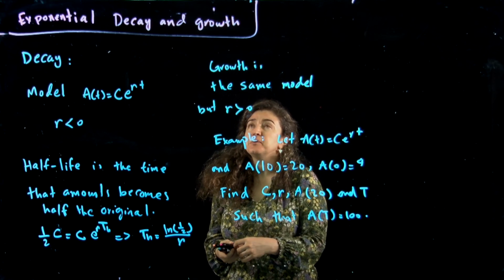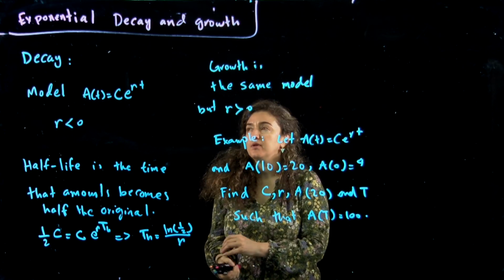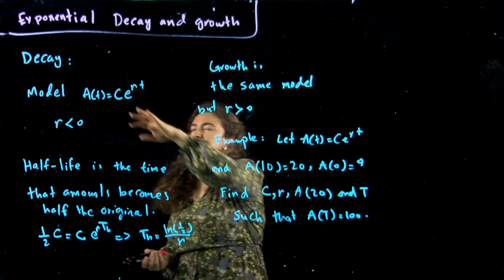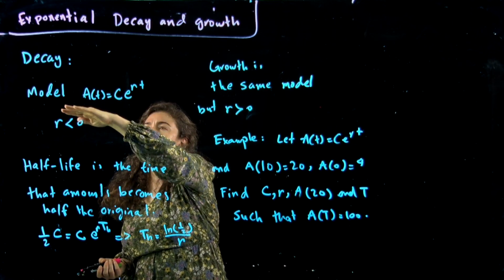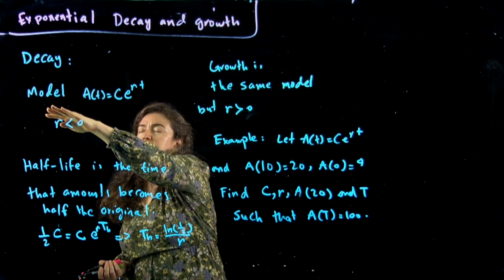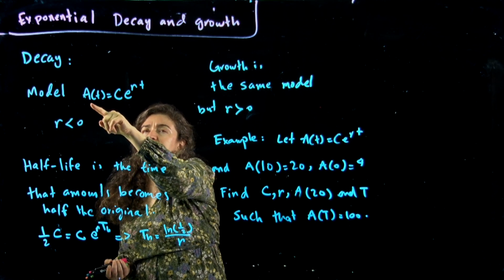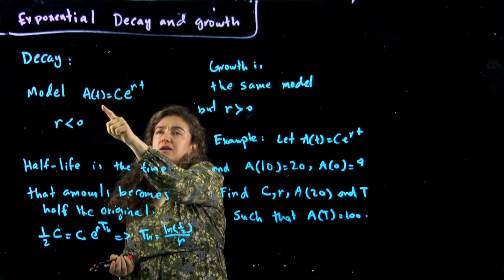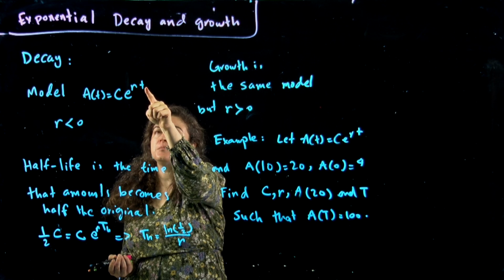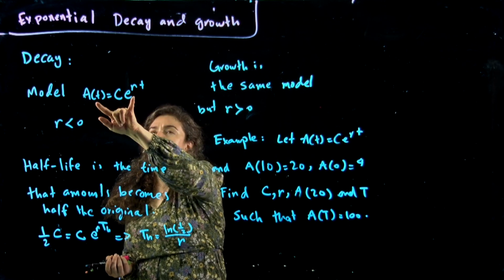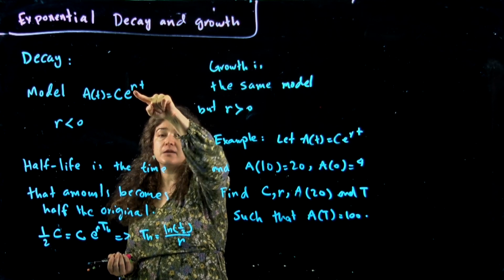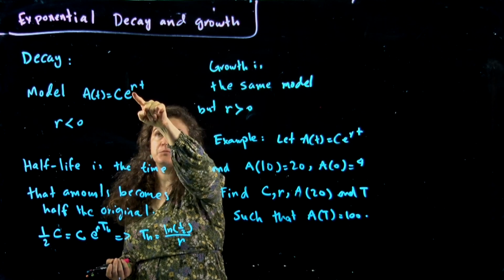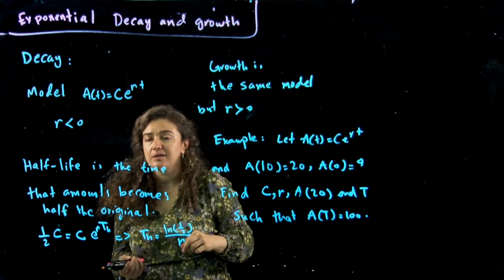We're going to discuss exponential decay and exponential growth. What is a decay? Decay, usually exponential decay, is modeled by a function such as A of t equals c e to the power rt. t is the time, r is the rate that we find, and c is the constant.